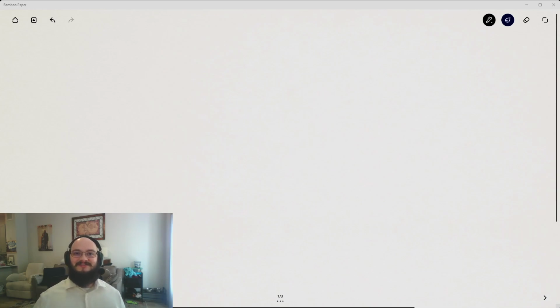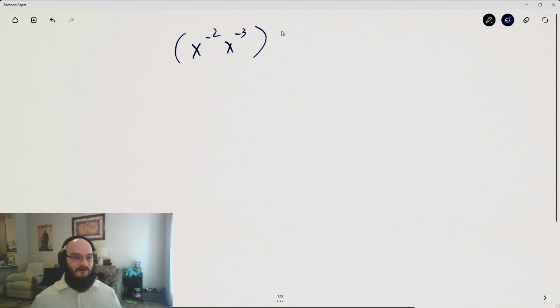Let's take a look at our first example. Our first example is going to be x to the negative second times x to the negative third, all raised to the fourth power. First thing, let's go ahead and simplify inside of here. We have x to the negative second times x to the negative third. Two things multiplied together, we add our exponents. So we'll have x to the negative fifth, still raised to the fourth power.